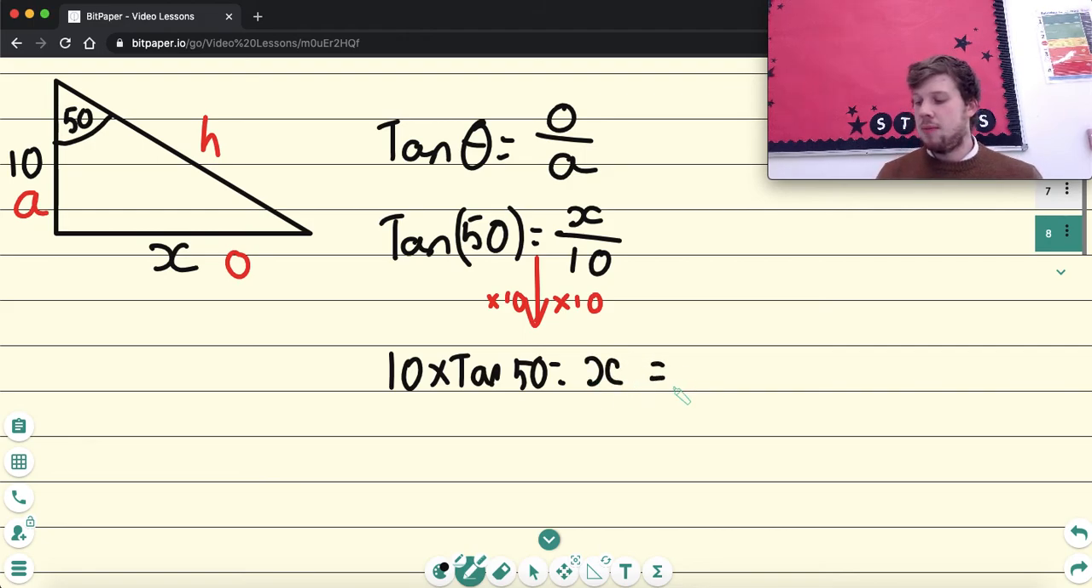So I work that out on my calculator. 10 times tan 50. And I get a value of x to be 11.9175, so 11.92, roughly. These would be two examples of how we can look at the trigonometric ratios.